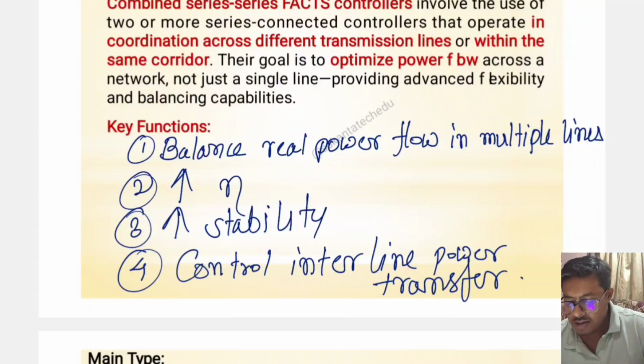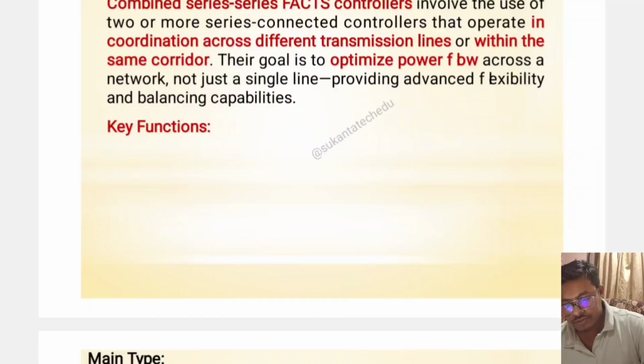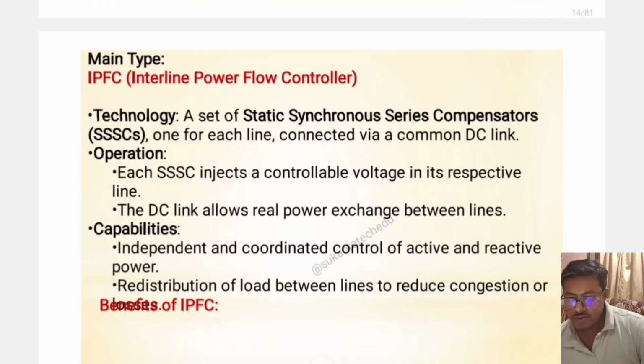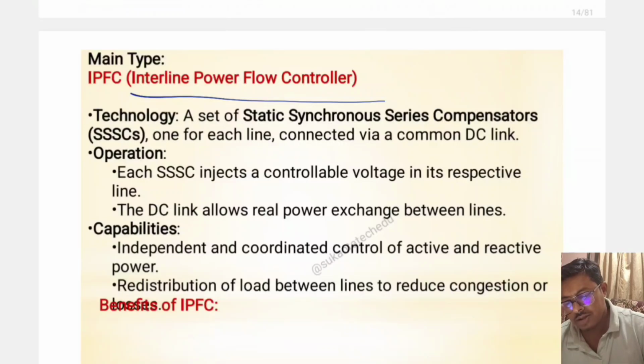So these are some functions of series FACTS controllers. The main type of series FACTS controller is the IPFC, that is the interline power flow controller. It uses a set of static synchronous series compensators, one for each line, connected by a common DC link.